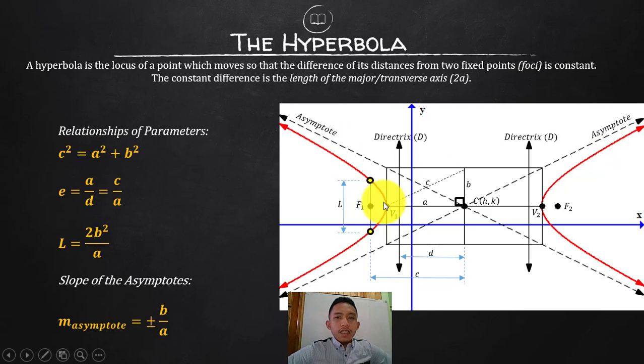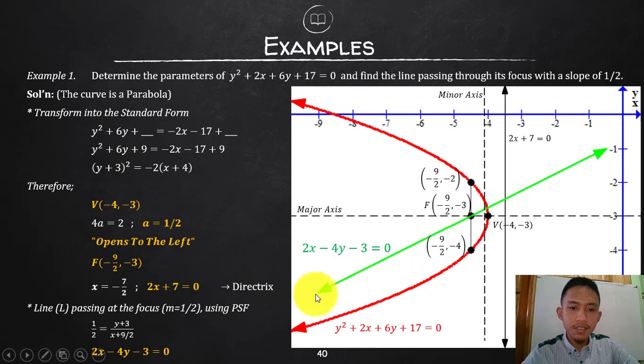Okay, so that is the hyperbola, ellipse, and parabola. These are the conic sections. So let's try to have an example. So example 1.